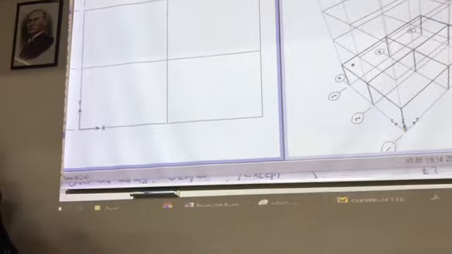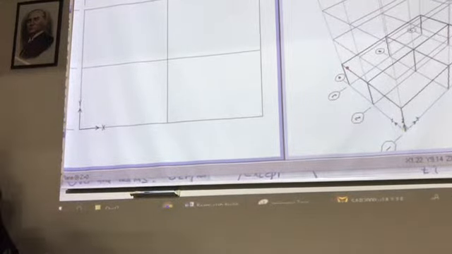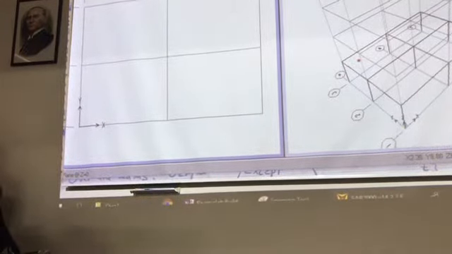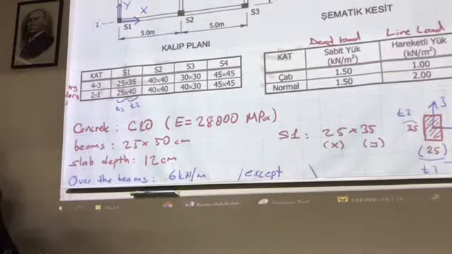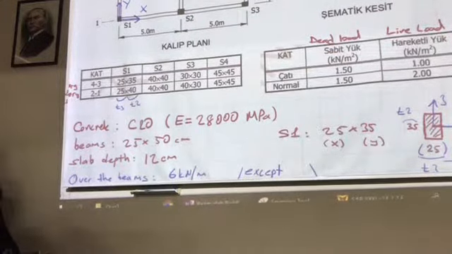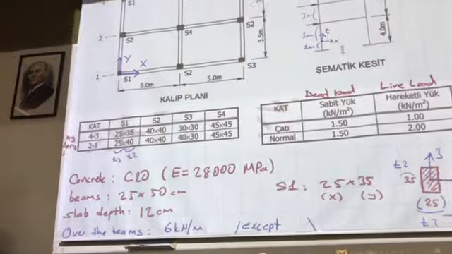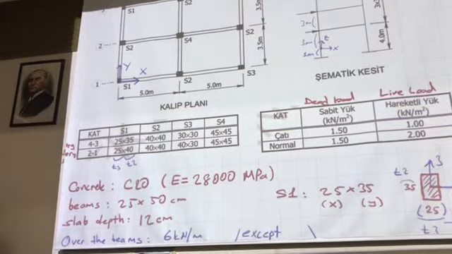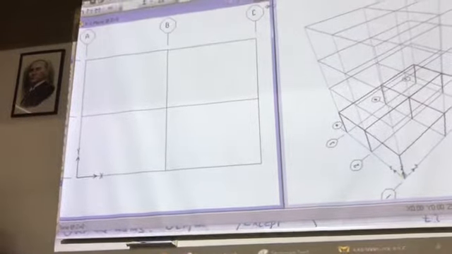Do we have a slab here at level Z? Do we have a slab here? Z equals 0 is here. We don't have a slab here. We don't have beams and slabs at this level. No, we don't have.